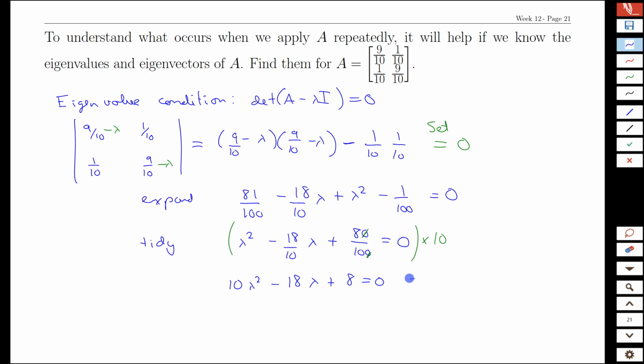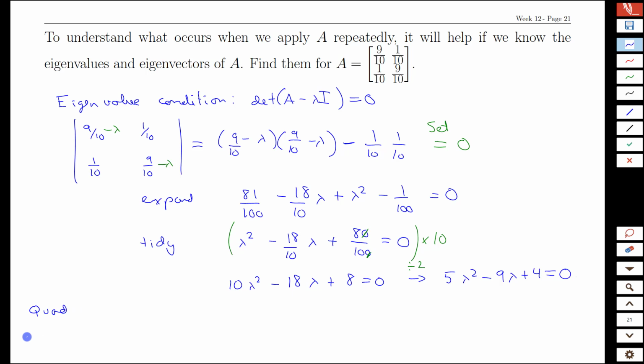What are we going to do with that? Before we use the quadratic formula, let's just do one last division because all of these are even, so we can divide by 2. And I think, yeah, 2 is as good as it gets. So 5 lambda squared minus 9 lambda plus 4 has to equal 0.